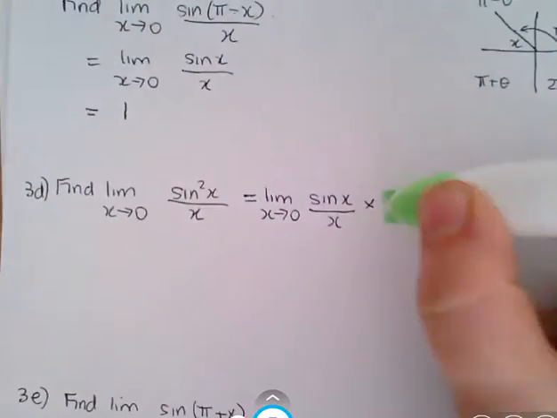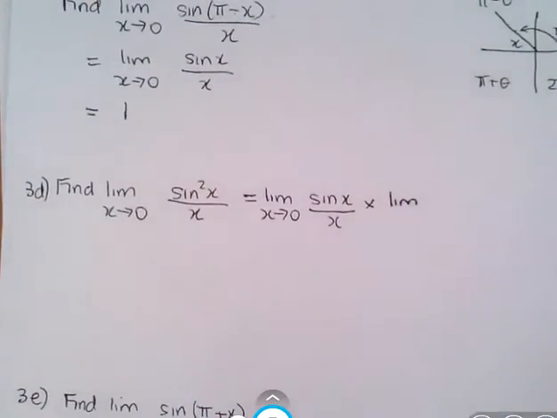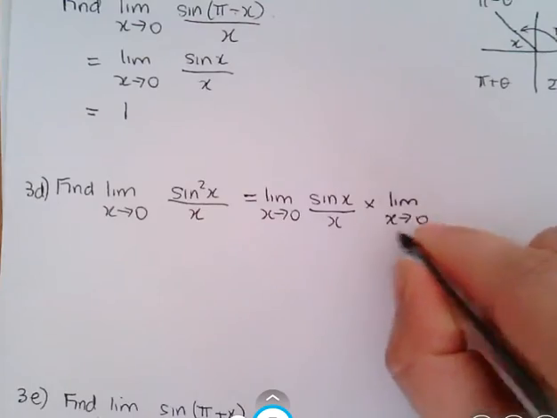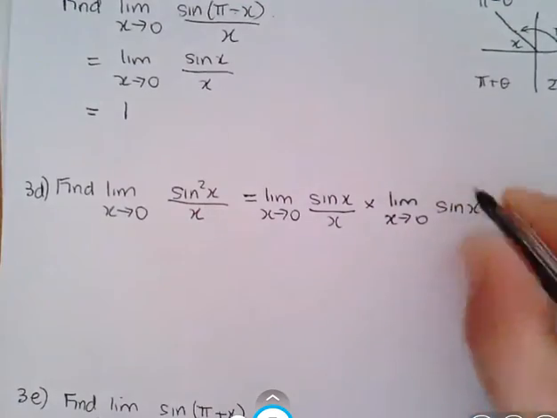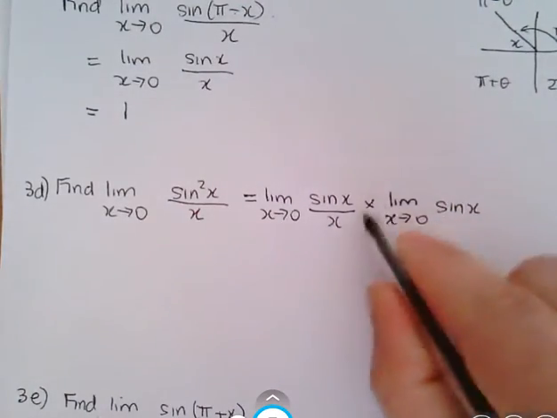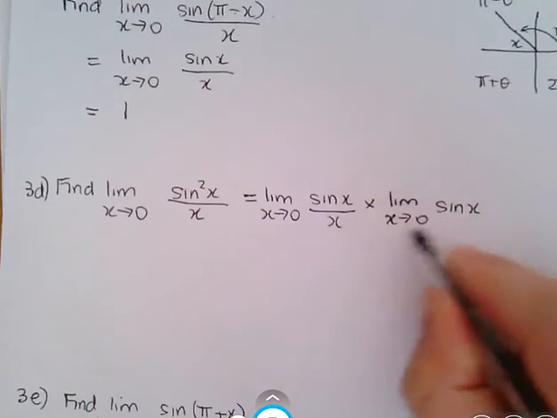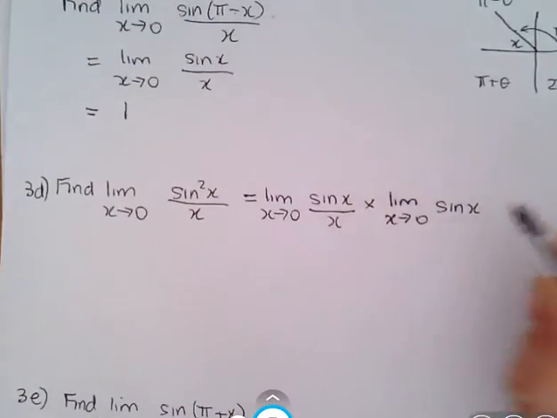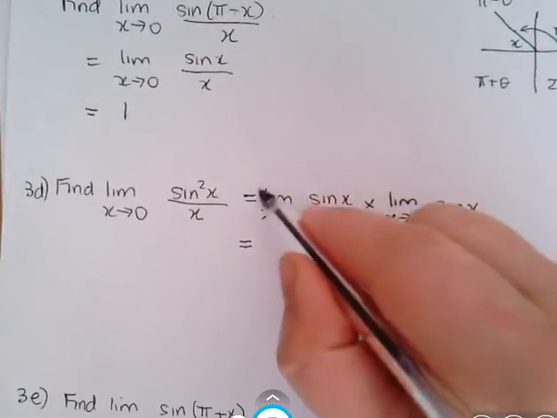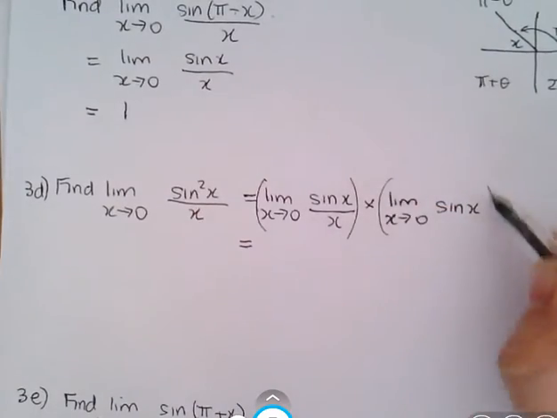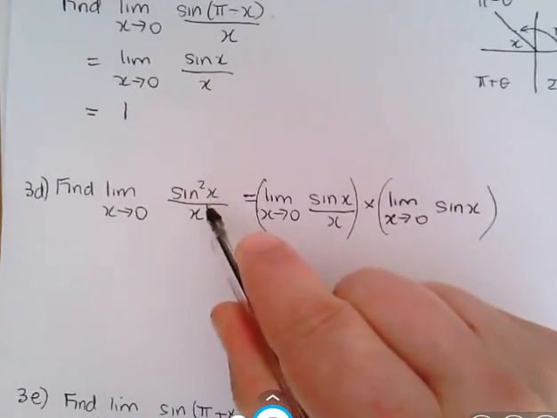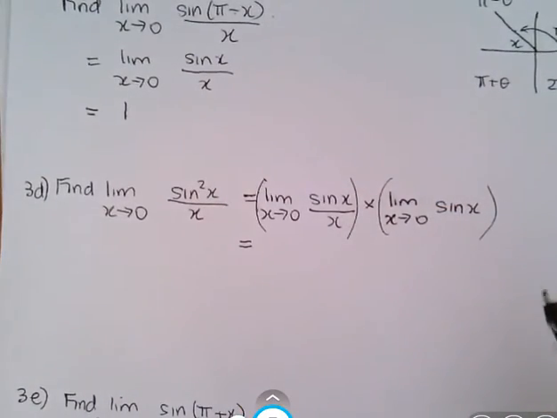So times, and we still need one more, sorry, the limit as x approaches 0 of sine x. Now I could have just written, I didn't need to write this bit here, the limit as x approaches 0, I could have just written times sine x, okay? But I will leave it like that because you're really doing the limit of this times the limit of this. So I'm just breaking up sine squared x into sine x times sine x.